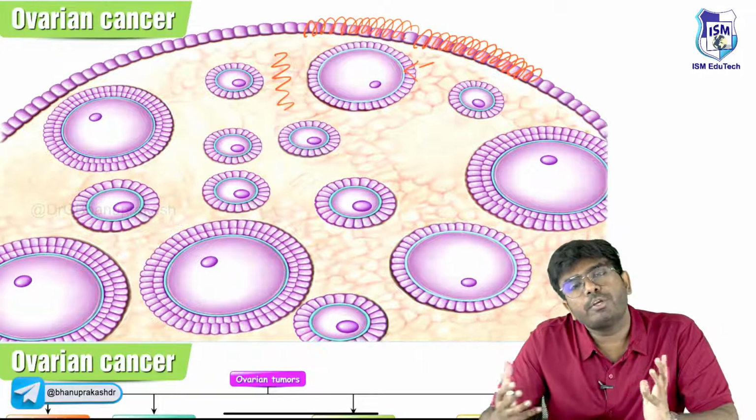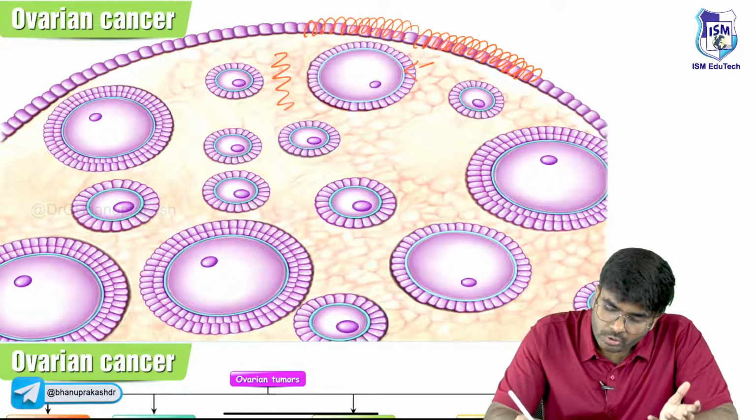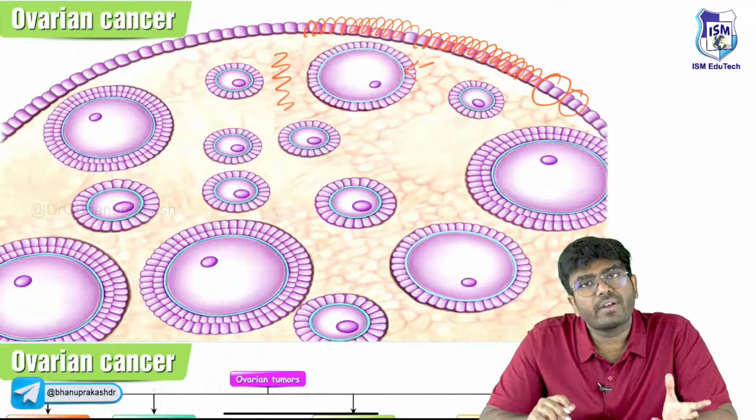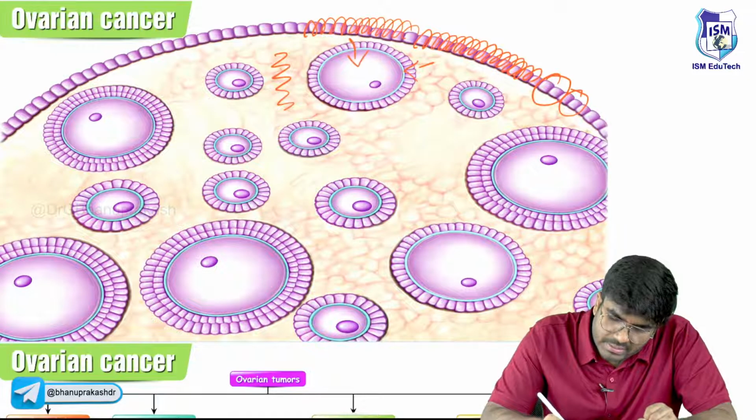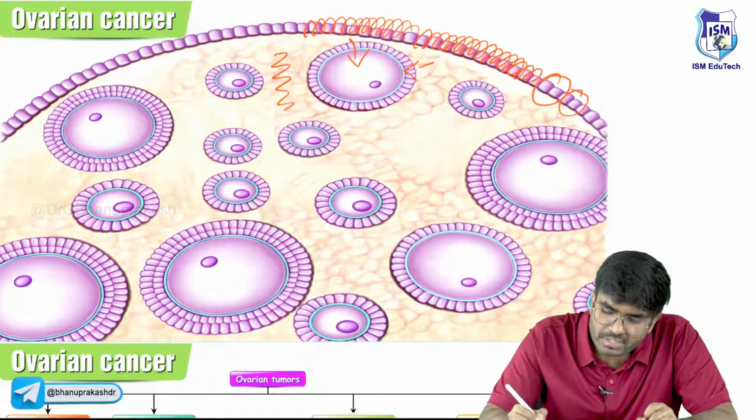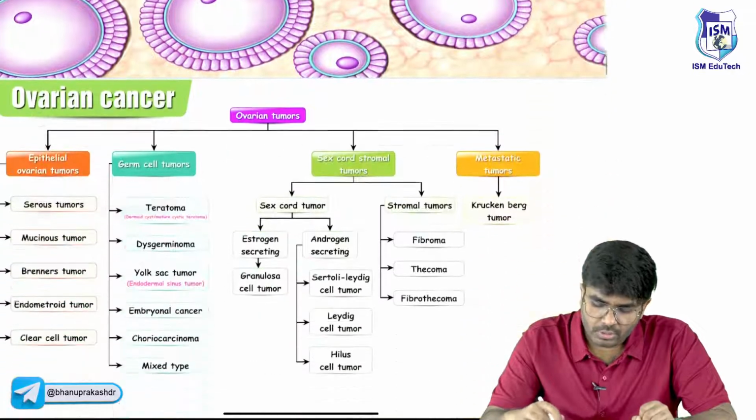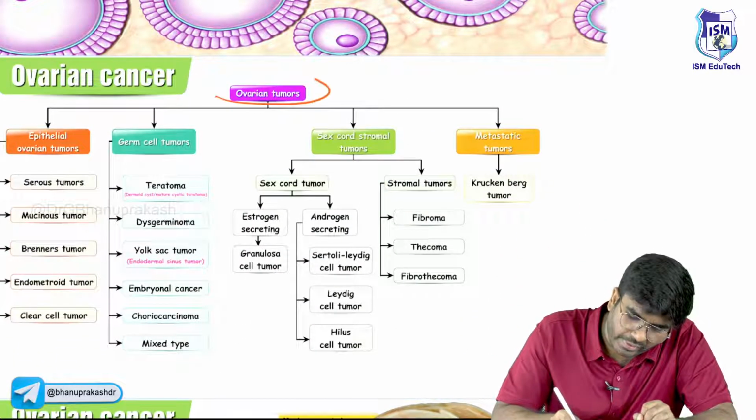So there can be multiple tumors possible. From the surface epithelial cells, you can have different types of tumors. From the follicular cells, you can have different types of tumors. From the stromal cells, you can have different types of tumors. So let me begin. The ovarian tumors.